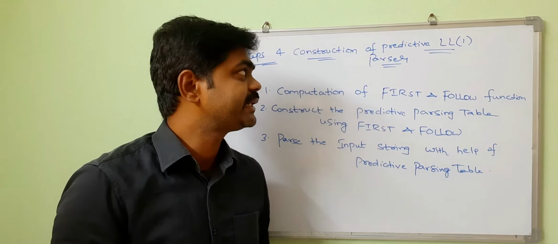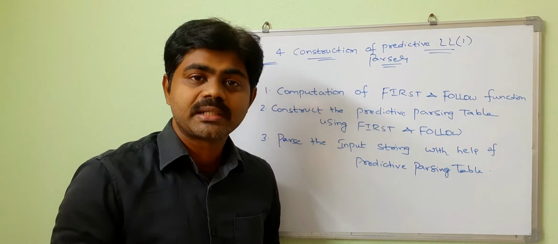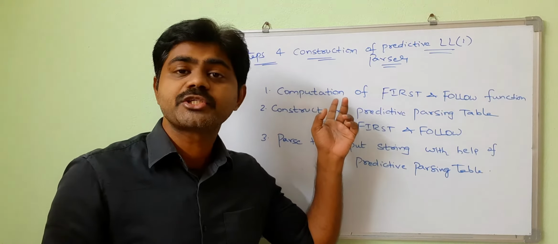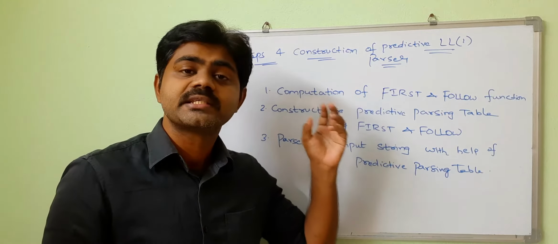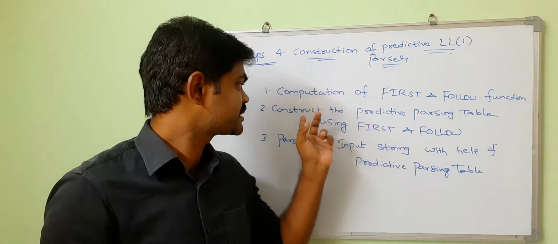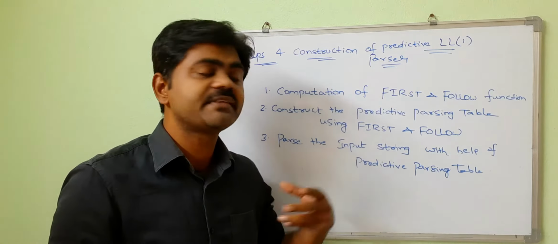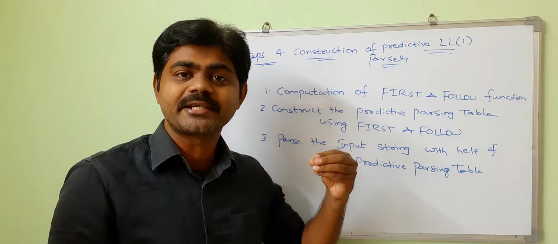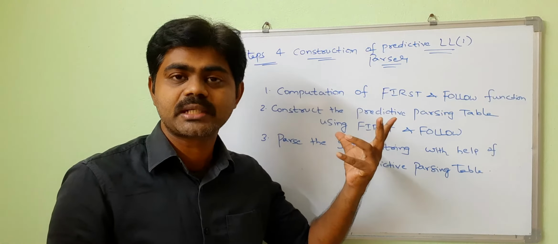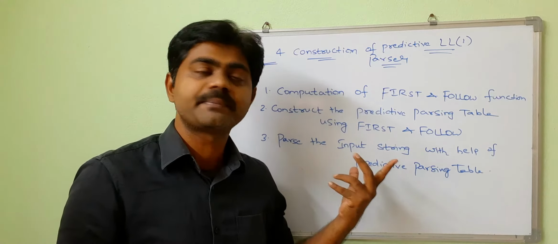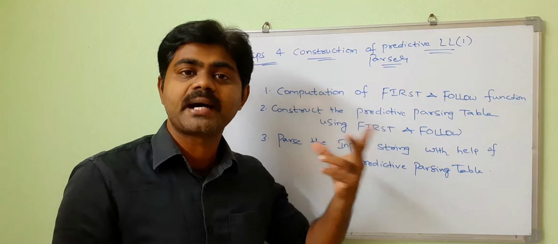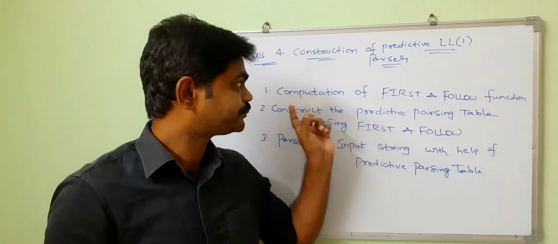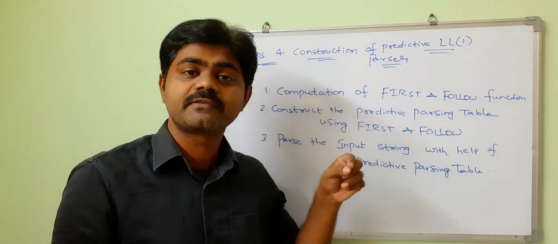These are the steps for constructing a predictive LL(1) parser. What are the three steps? The first one is the computation of the first and follow functions. Second, construct the predictive parsing table using first and follow. To construct the predictive parsing table we also have some rules, which we'll see. Third, parse the input string with the help of the predictive parsing table. We'll take one input string and parse it to check whether we get the actual output or not. These are the steps involved in the construction of a predictive LL(1) parser.